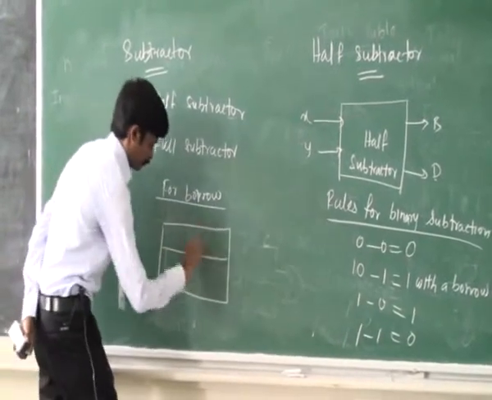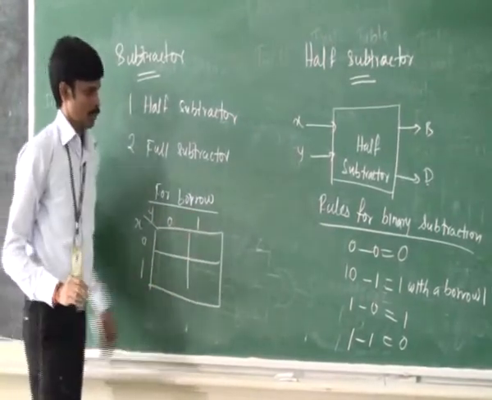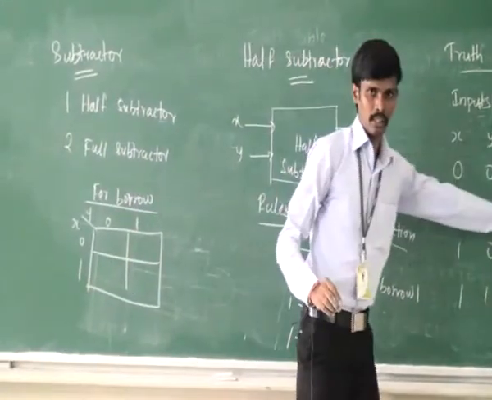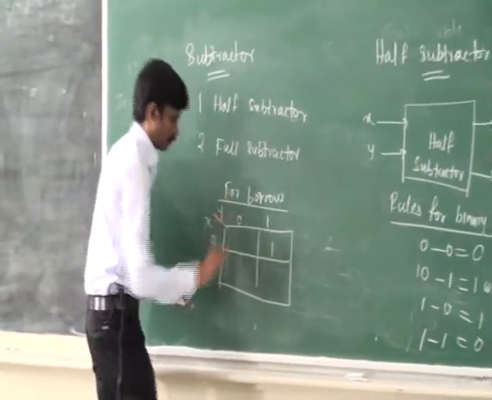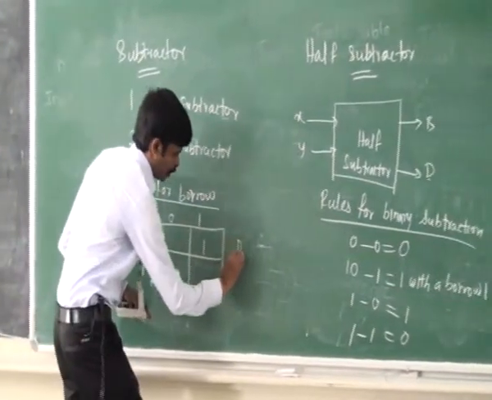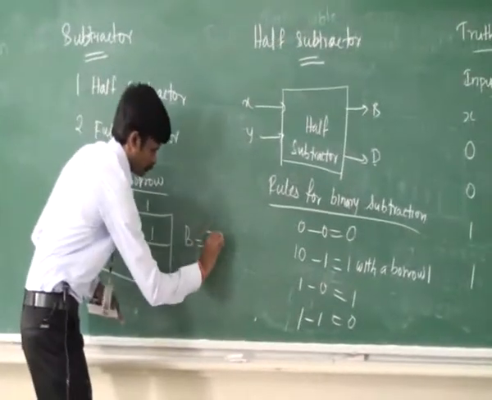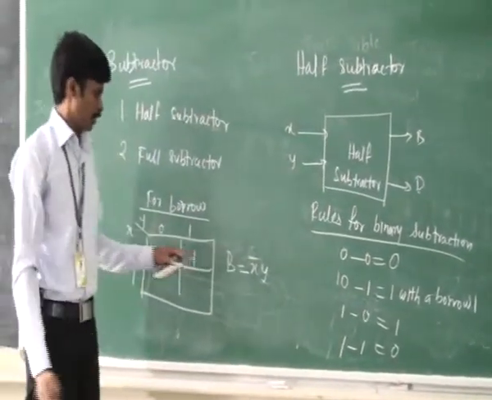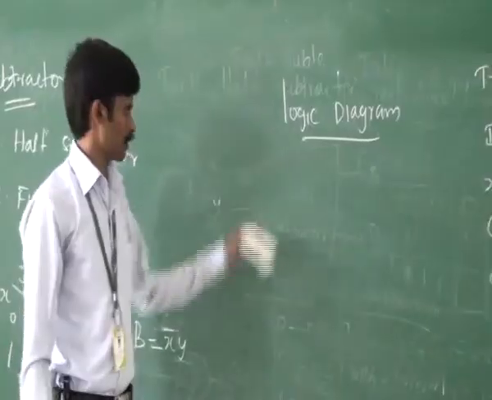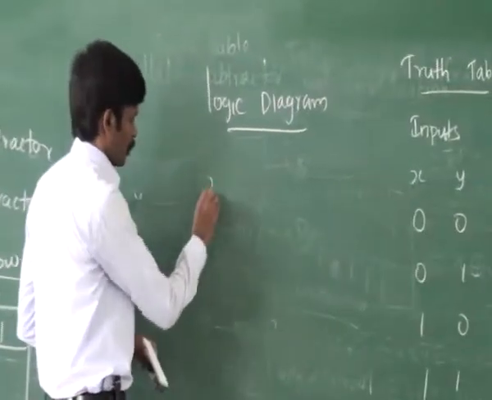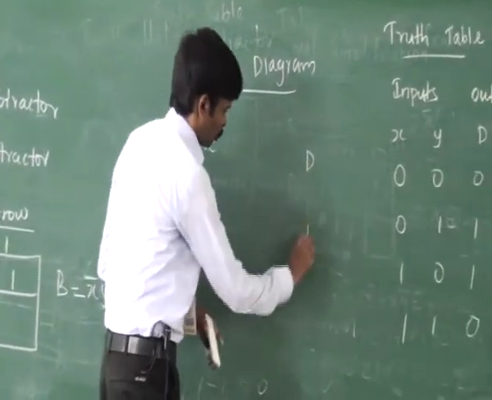We have two inputs x, y. So we need a two variable K-map. Here the borrow will be 1 for the combination 0 1. So the borrow expression will be B is equal to x bar y. Then from these Boolean expressions we have to draw the logic diagram for half subtractor. Next one, the logic diagram for half subtractor. Here we have two inputs x, y. We have two outputs difference and borrow.